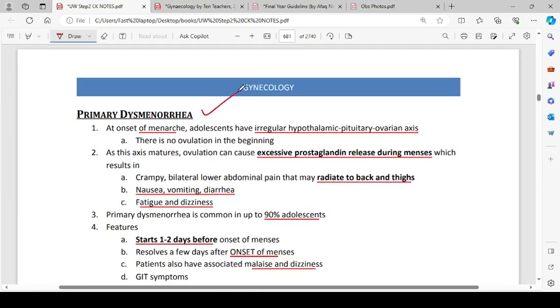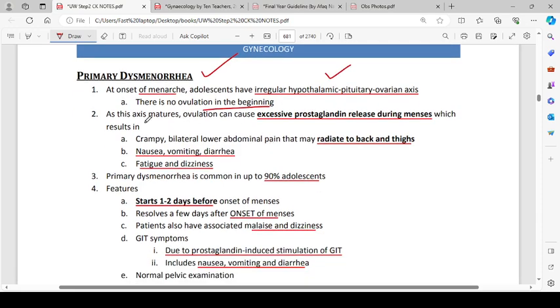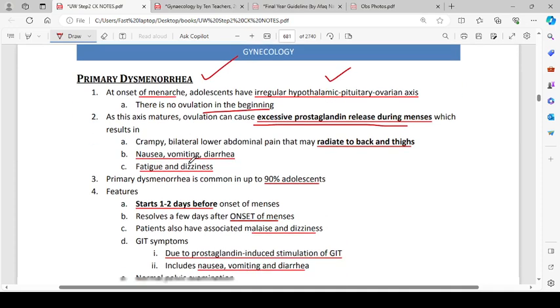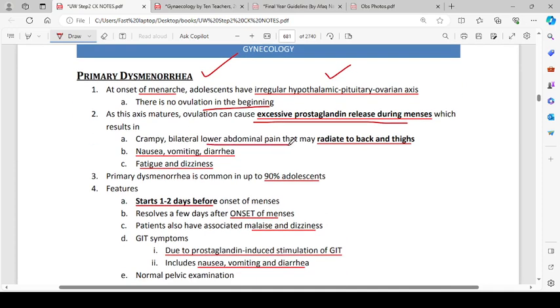Primary dysmenorrhea. Primary dysmenorrhea is at onset of menarche. Adolescents have an irregular hypothalamic pituitary ovarian axis. There is no ovulation in the beginning. As ovulation begins, it can cause excessive prostaglandin release during menses, which results in crampy bilateral lower abdominal pain that may radiate to the back and thighs, nausea, vomiting, diarrhea, fatigue and dizziness.